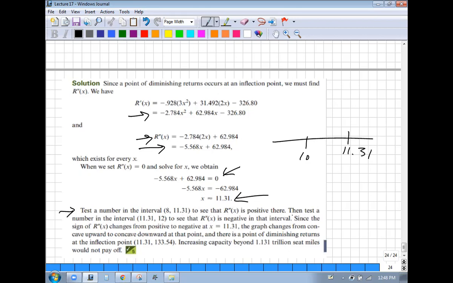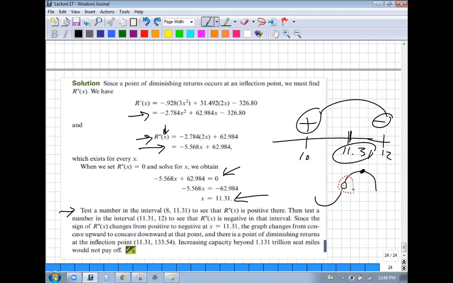So our change from positive to negative. They say it's positive over here, negative over here. So you could do a test point like 12. Plug 12 into this, and you're going to get a negative number. So that tells you the second derivative is negative over here. But again, since it's going from positive to negative, that's an inflection point. Positive is concave up, negative is concave down. So we're looking at something like that. This is your inflection point for the second derivative. So you're going from concave up to concave down. That's our first rule.